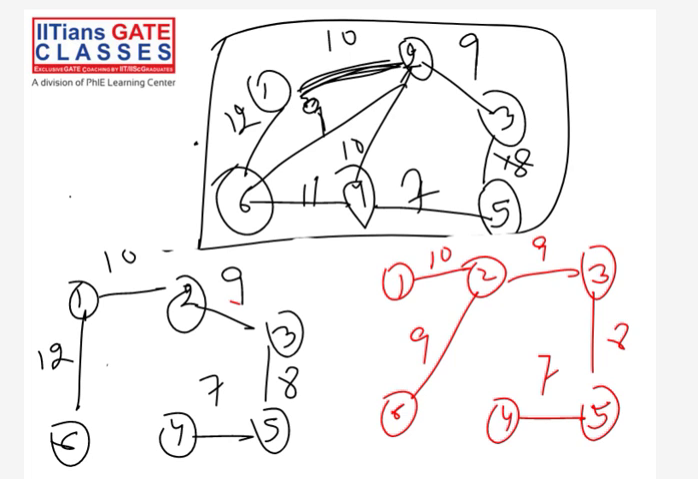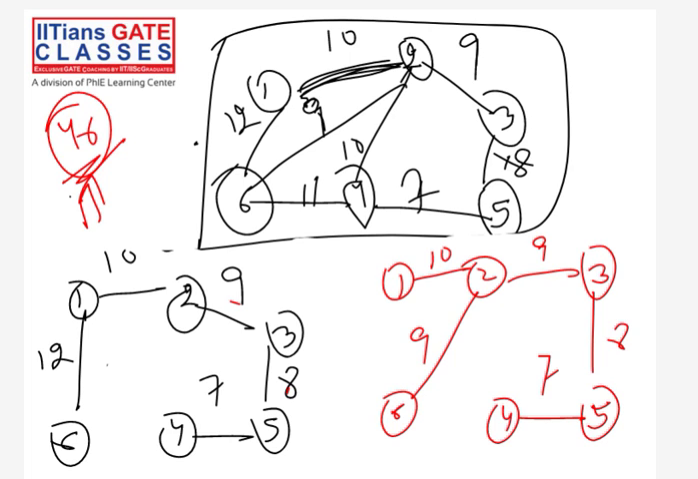So if you sum up the weights over here, it will be 22, 9 is 31, then 39, and then 46. Correct? So the sum of all the weights of this spanning tree is 46. Sum of all the edges, weights of the edges.